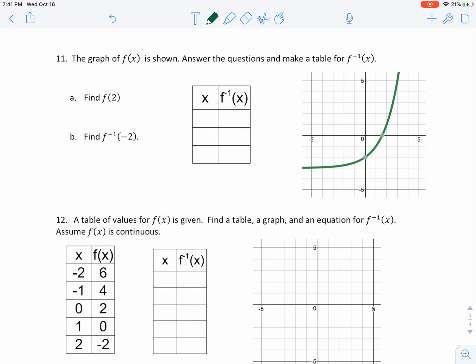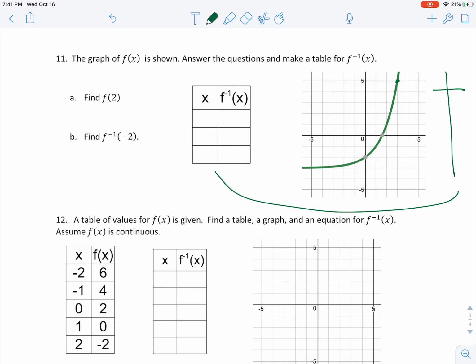Okay, picking up on number 11. The graph of f of x is shown. Answer the questions and make a table of the inverse. Okay, so we are told that, actually, let's go ahead and make the regular table. And then all I have to do is flip it to get this table.